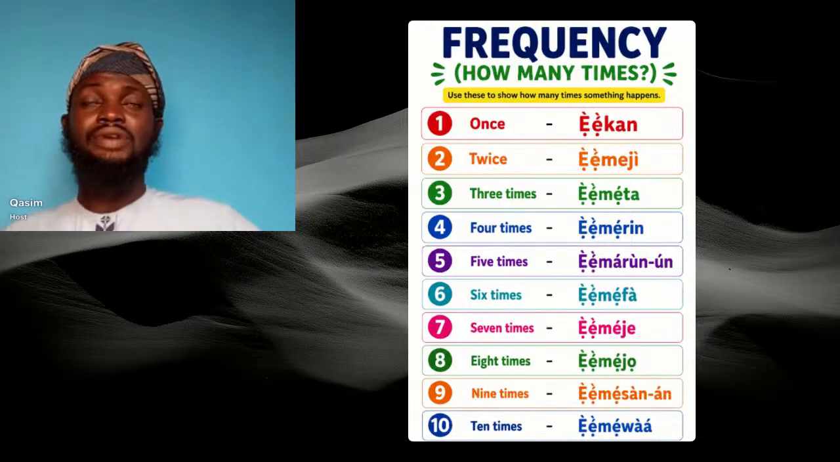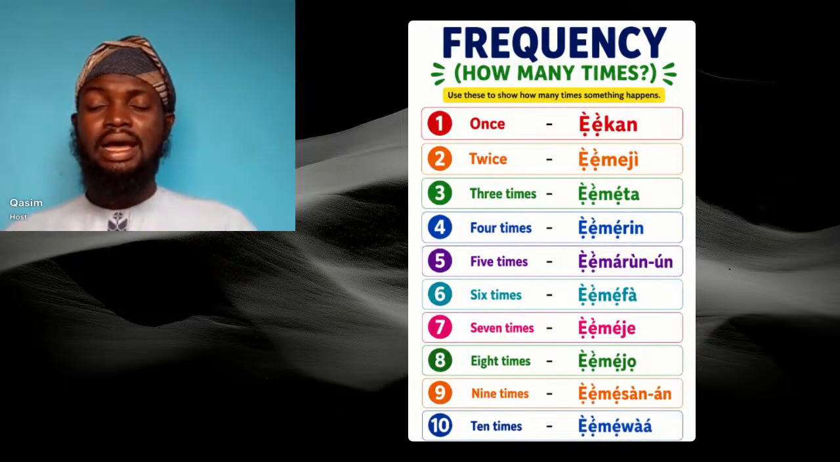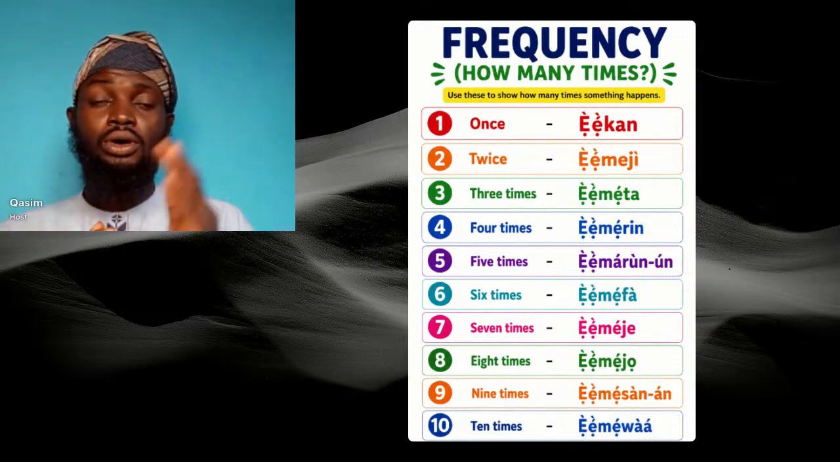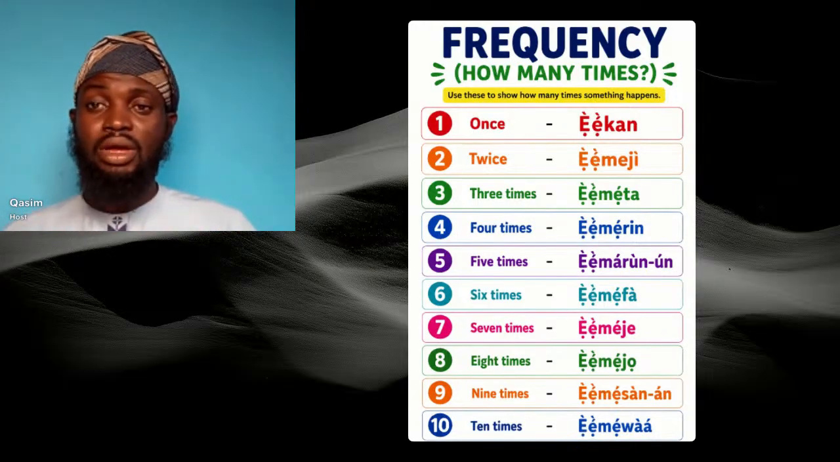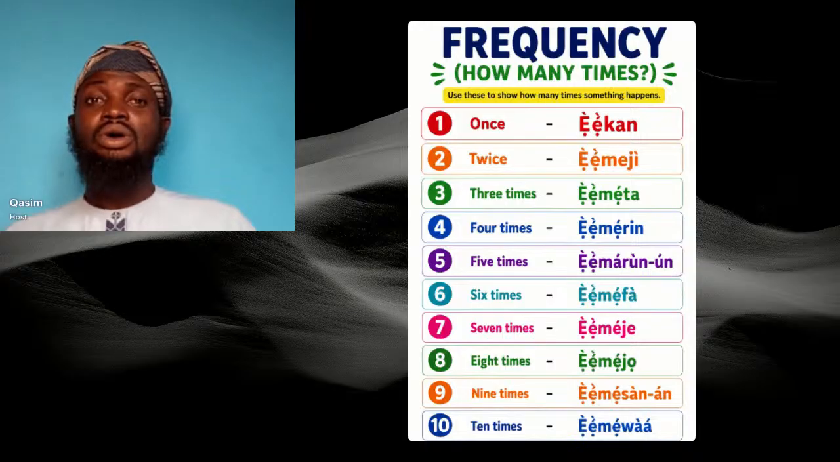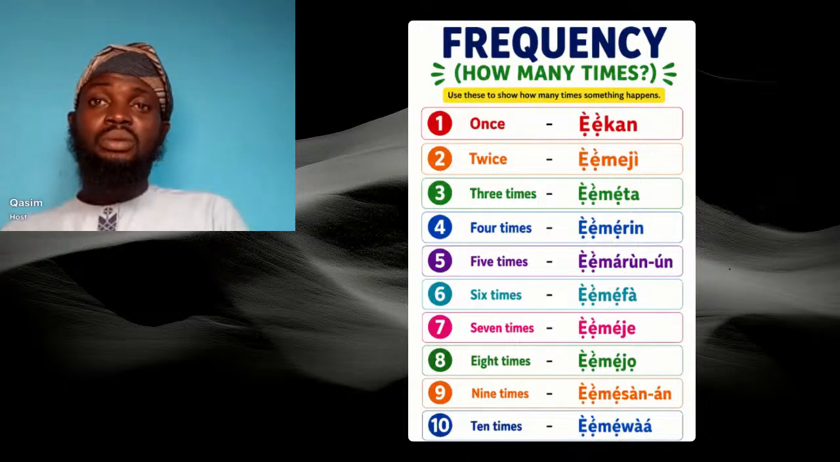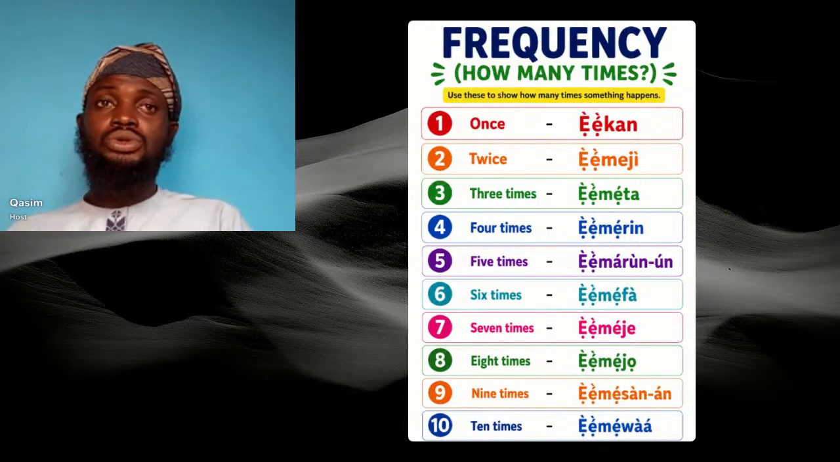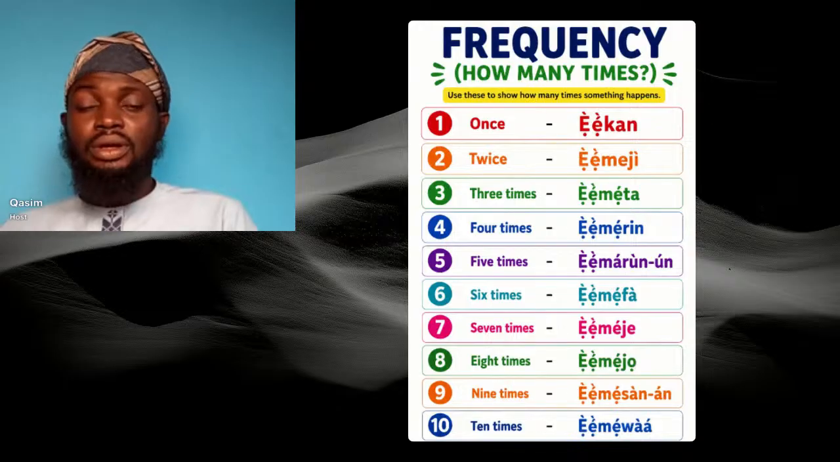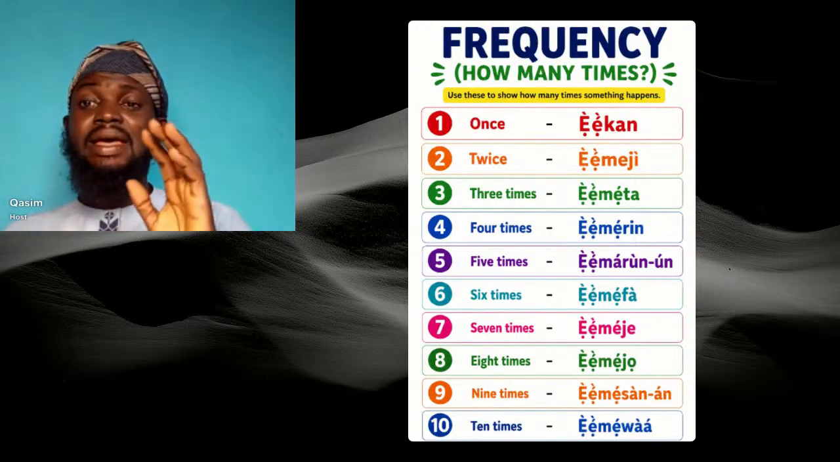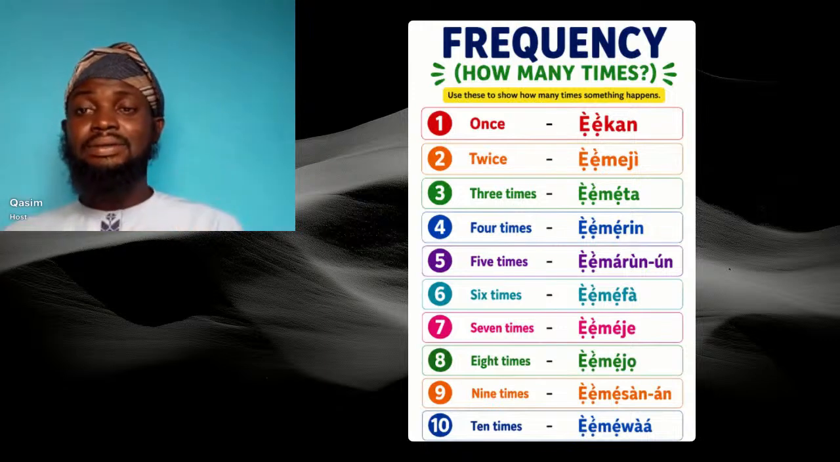If I'm attributing numbers to my age, if I say I am 20 years old, I will say ọmọ ogún ọdún ni mí. Or if I want to say I'm 10 years old, let me use what we have covered, I will say ọmọ mẹ́wàá ni mí. To say I've gone to school 3 times today, I will say ẹ̀ẹ̀mẹ́ta, 3 times. Ẹ̀ẹ̀mẹ́rin, 4 times. Ẹ̀ẹ̀márùn, 5 times.